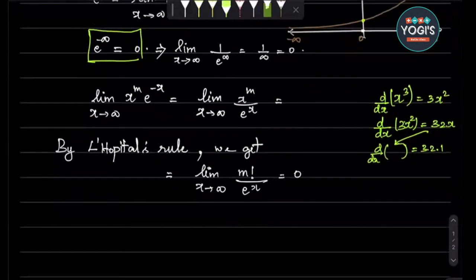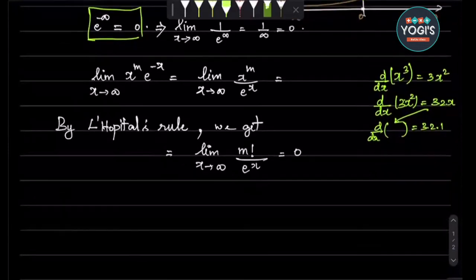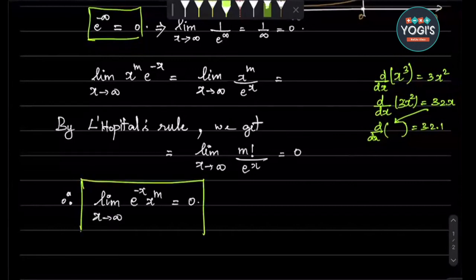So the value finally, again I repeat, note it down: limit tending to infinity of e power minus x times x power m is what actually? 0. Make a note of this, children. Write it down. Yeah, okay.